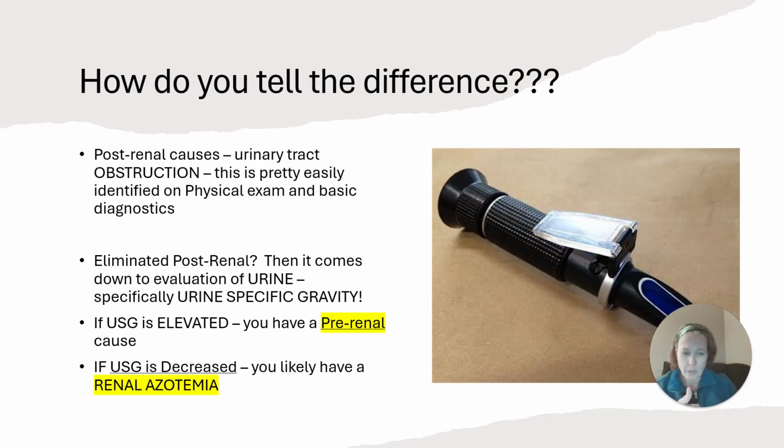kidneys not only filter out toxins, but they conserve and preserve water. So if they're functioning well and the kidneys are doing their job, they should have a concentrated or high urine specific gravity. So we put urine on the refractometer. If it's greater than 1040, that is a pre-renal azotemia. If the urine specific gravity is decreased or the same specific gravity as we would expect blood to be, which is about 1007 to 1014 on that little scale in that refractometer, then we have a renal azotemia.